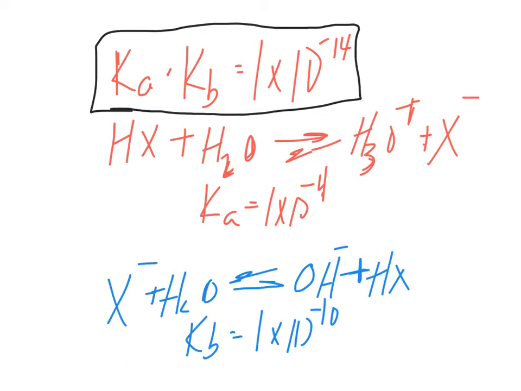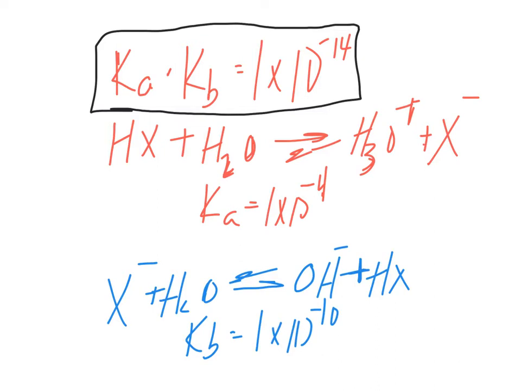Here's the usefulness of a Ka and Kb value multiplying together to equal 1 times 10 to the minus 14. If you have a weak acid like HX, and that acid reacts in water, like acids normally do, and makes hydronium and X minus, of course there's an equilibrium constant for that acid, and in this case I just made it up that it was 1 times 10 to the minus 4.